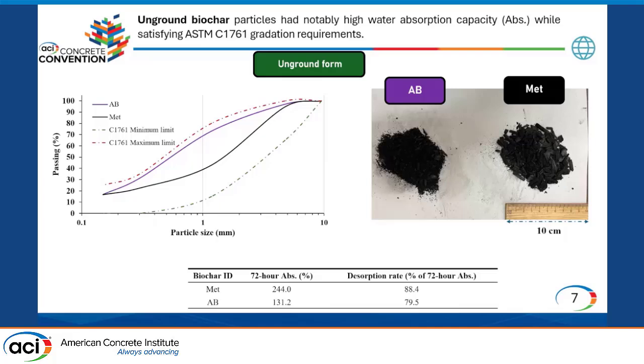But another thing that ASTM requires us to take a look into is the desorption rate. The desorption rate is how much of the water that you have absorbed could be released at 94% RH. We saw that Metzler biochar could satisfy that requirement, which ASTM says has to be 85%. The Metzler has a desorption rate of around 80. But the American biochar slightly fails to satisfy that requirement. However, because it still has very high water absorption capacity, it will still probably be used as an effective internal curing agent in our mixture.